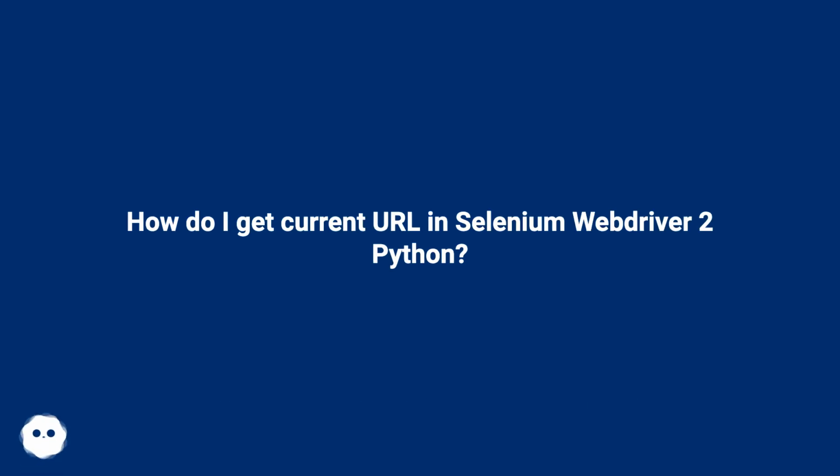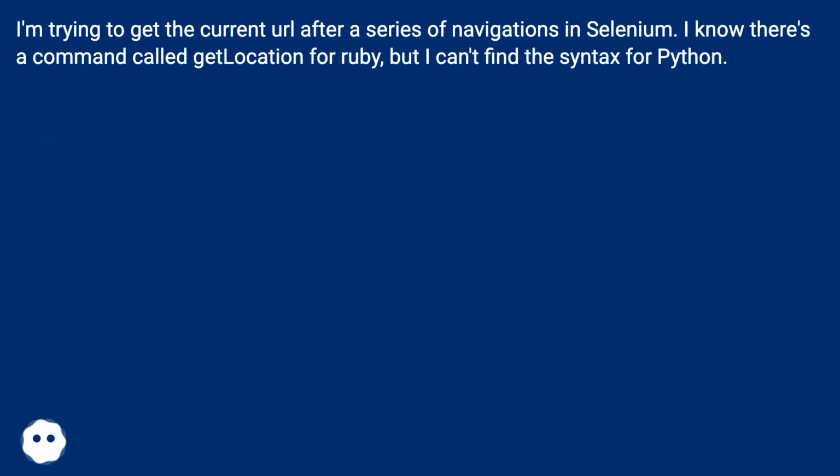How do I get the current URL in Selenium WebDriver for Python? I'm trying to get the current URL after a series of navigations in Selenium. I know there's a command called getLocation for Ruby, but I can't find the syntax for Python.